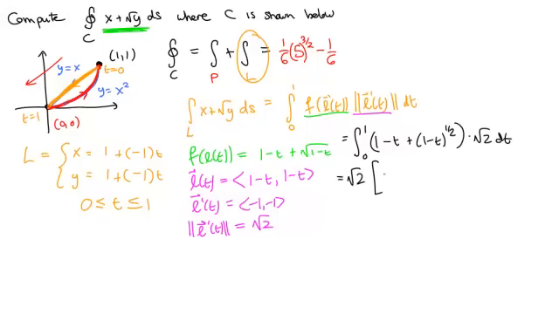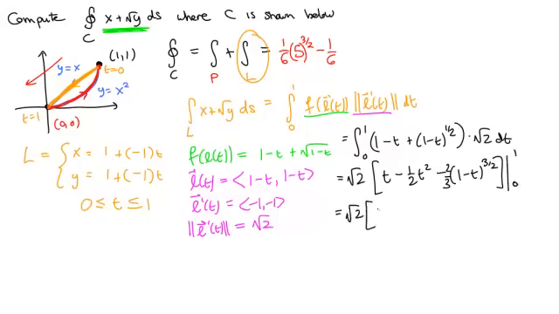The integral of 1 will be t, the integral of t is 1/2 t squared, and the integral of (1 minus t) to the 1/2 power will be negative (1 minus t) to the 3/2 power times 2/3, using a basic U substitution. And we'll evaluate this from 0 to 1. So that'll get us a root 2.